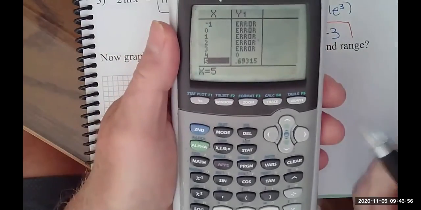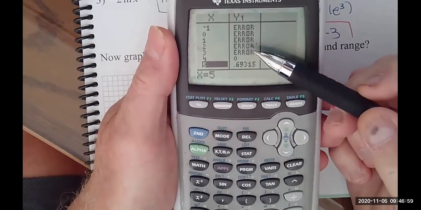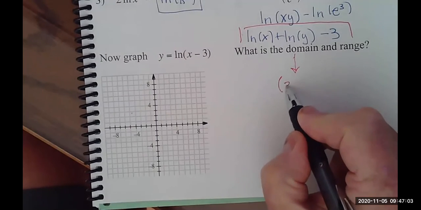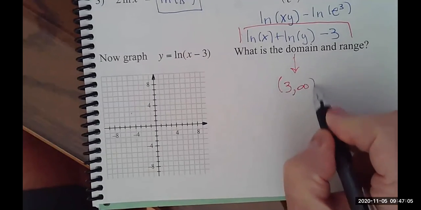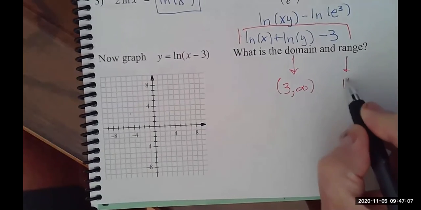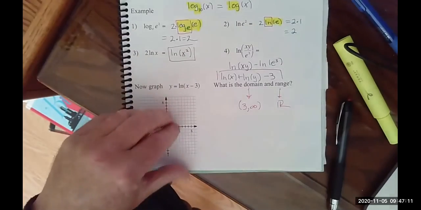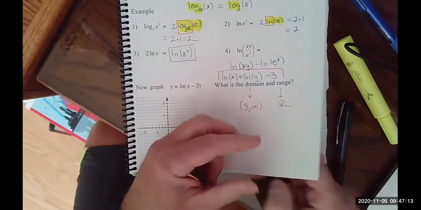See, 3 was a problem. See right there, 3 is a problem. So you can't use 3. So you'd say, okay, negative infinity to 3, union 3 to infinity, but you can go everywhere else. Range is all real numbers, all real numbers. Yeah, we've done these before, 2 days ago.